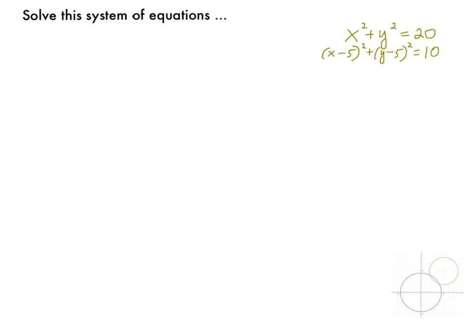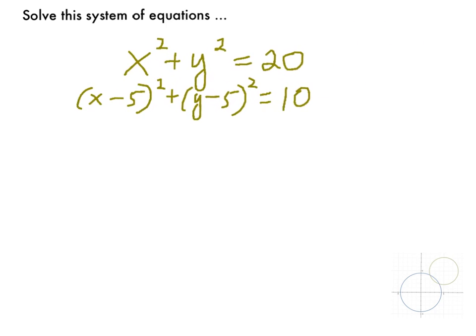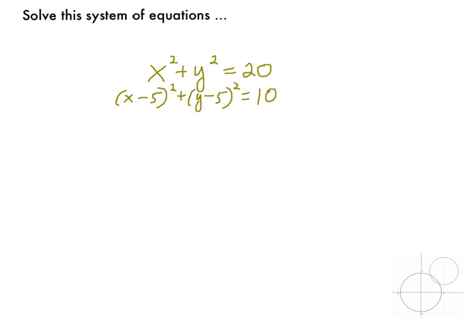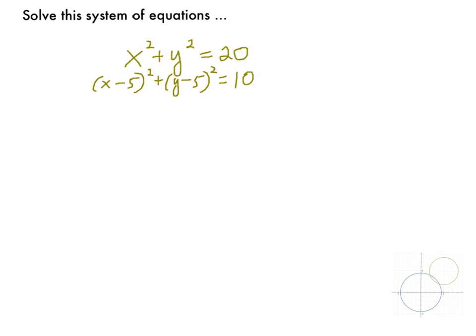Let's solve this system of equations. Looks like we have 2 circles here. We have the sum of 2 squared terms, and their coefficients are all 1. So those are 2 circles. All right, well, let's first think about how we're going to do this. That's always a good idea.